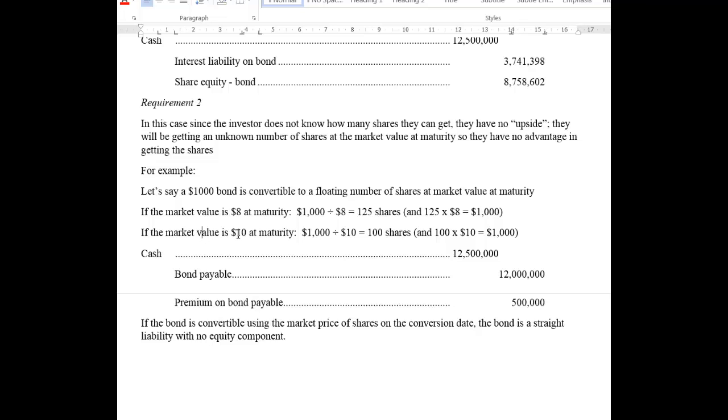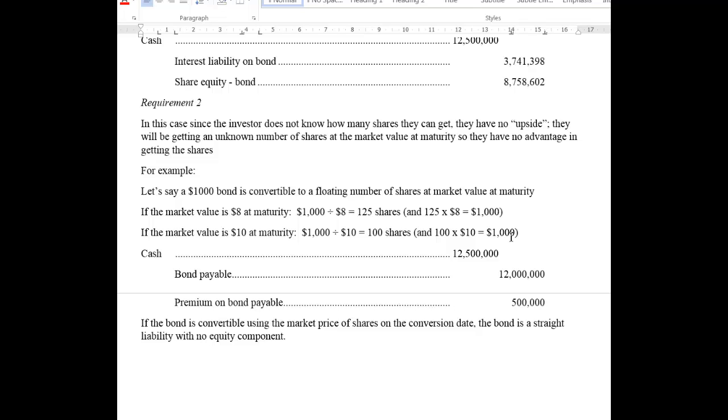If the market value is $10 at maturity, then that $1,000 bond divided by $10, the share value at maturity, means I'm going to get 100 shares. Well, those 100 shares are still only worth $10 a share, the market value, so my equity situation hasn't changed. I'm basically getting $1,000 back, am I not? In either case. So I have no upside, right?